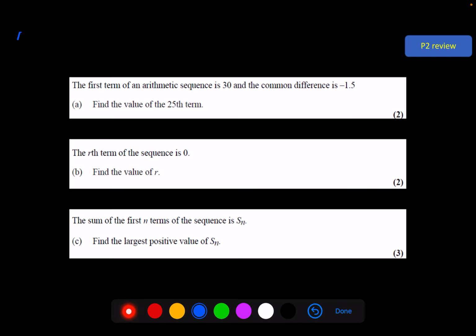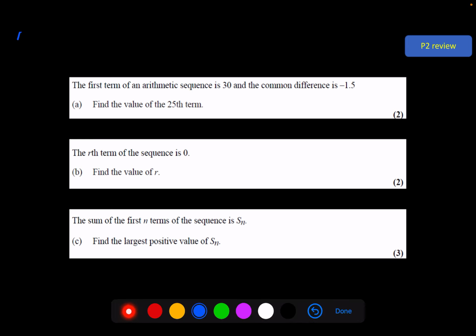And the first part of the question gives us the first term and the common difference. So I'll note that a is 30, d is minus 1.5, and the question is find the value of the 25th term, so n is going to be 25. Put all of this into our formula to find the 25th term.